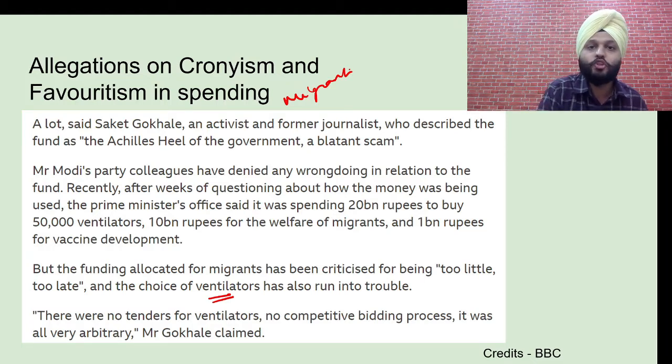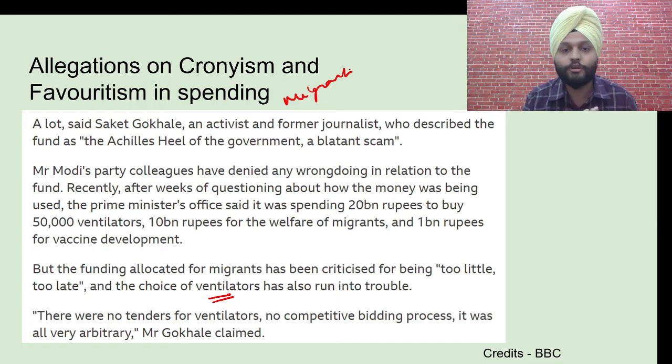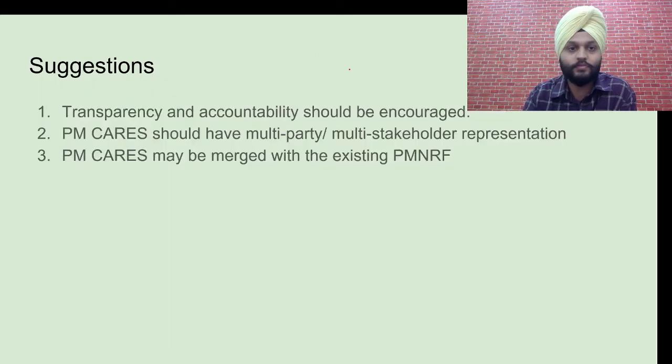And even when the spending has to be done with respect to the PM Cares Fund, for example, in the case of ventilators, no tenders were given. The government basically writes that these are our requirements, and then it asks people to come forward and present their bids. So there is competitive bidding that takes place. But in this case, maybe because of scarcity of time, the nature of urgency that was there, this has not been done. So again, obviously, when this doesn't take place, even if well-intentioned, there are always going to be allegations of cronyism and favoritism in spending.